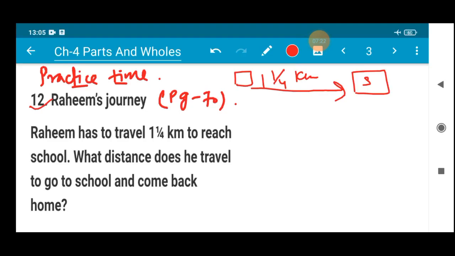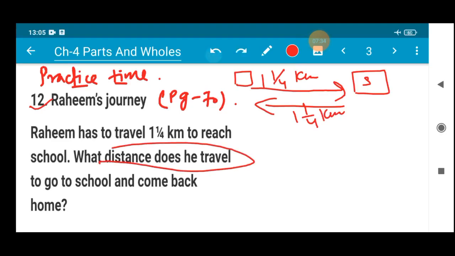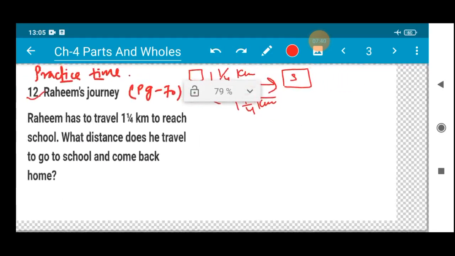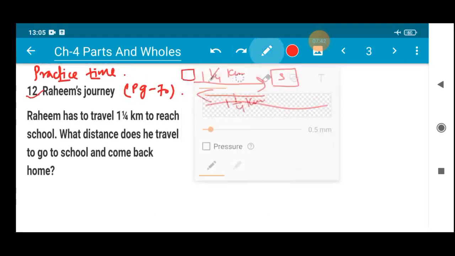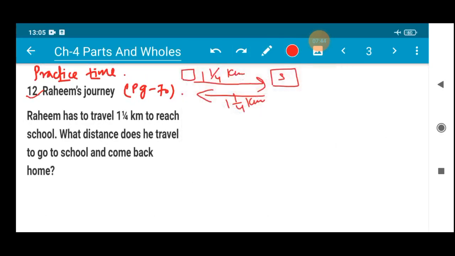All right. Now, not only to reach the school, to return back also he has to travel the same distance, 1 whole 1 by 4. So what distance does he travel to go to school and come back home? That we have to find out. Okay, so let us write. This is a word problem, so a statement should be written. I want you all to do this in your school copy. So let us write like this.